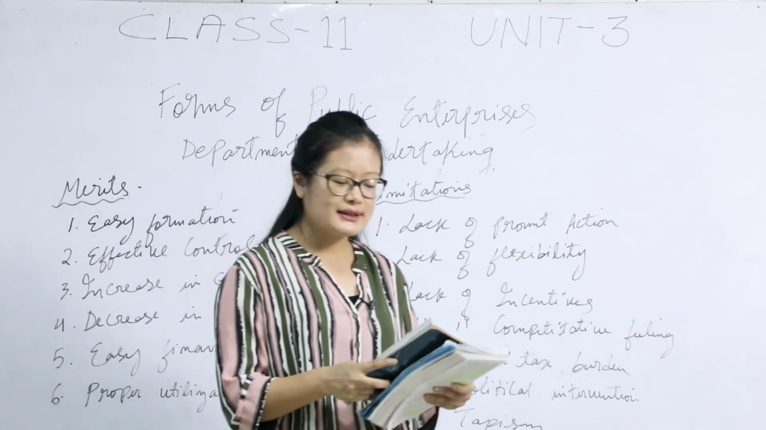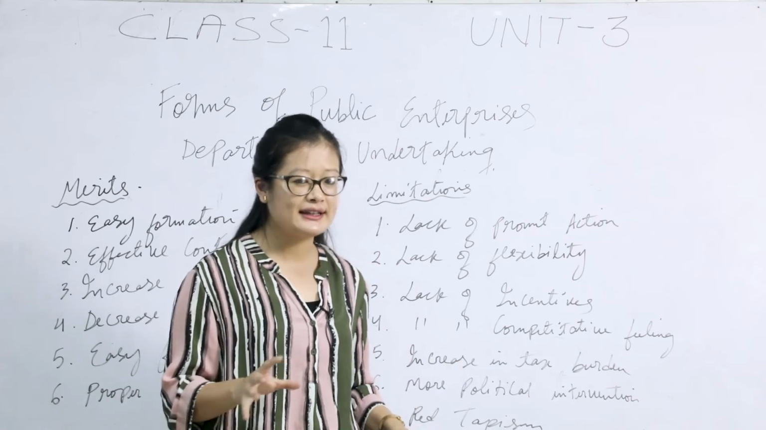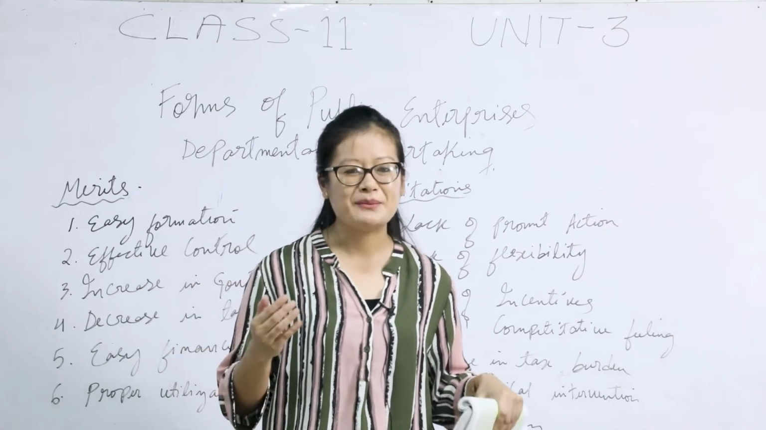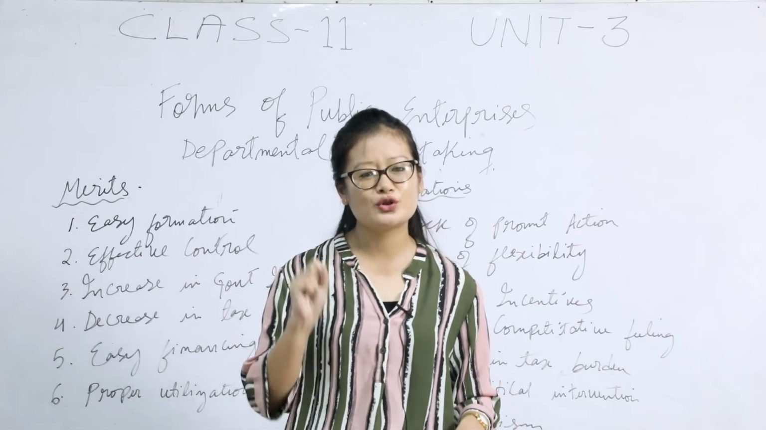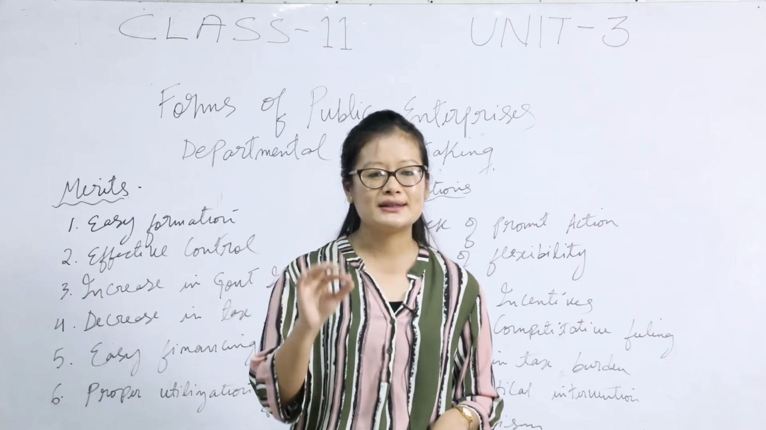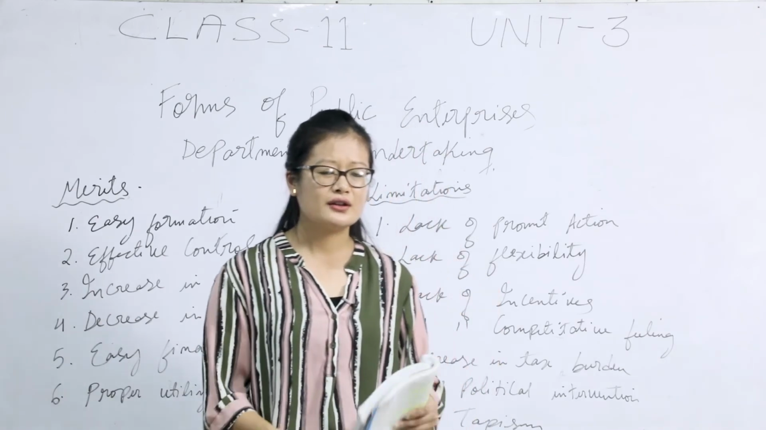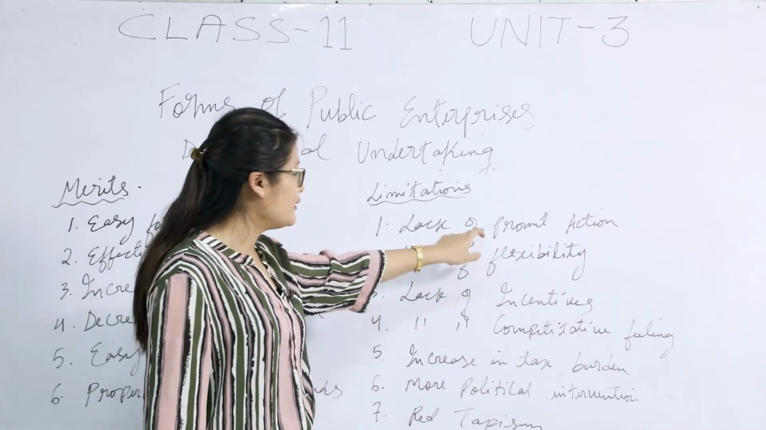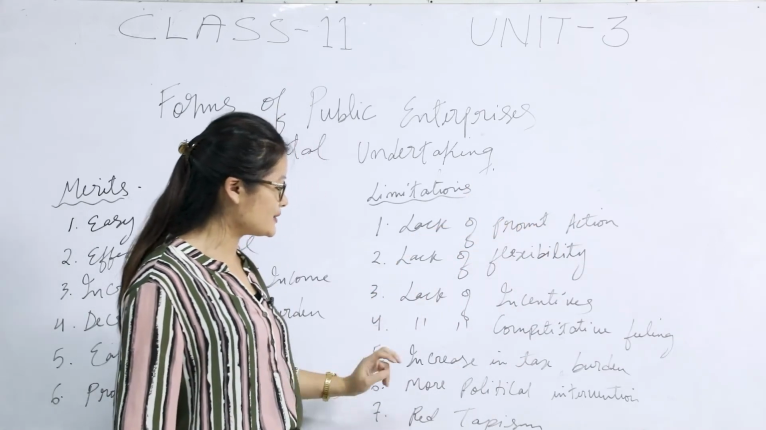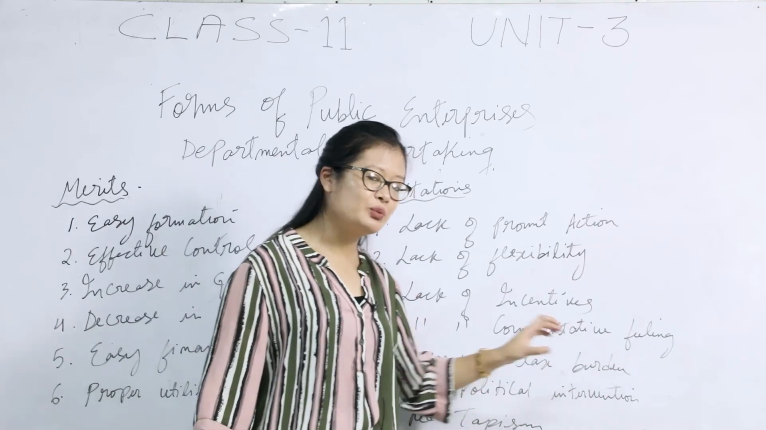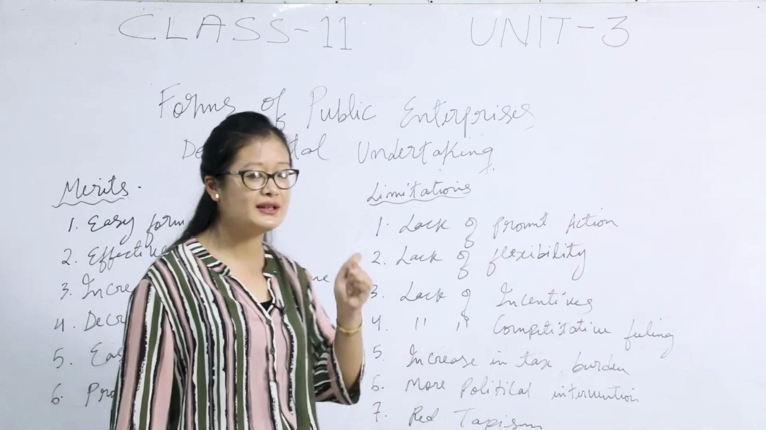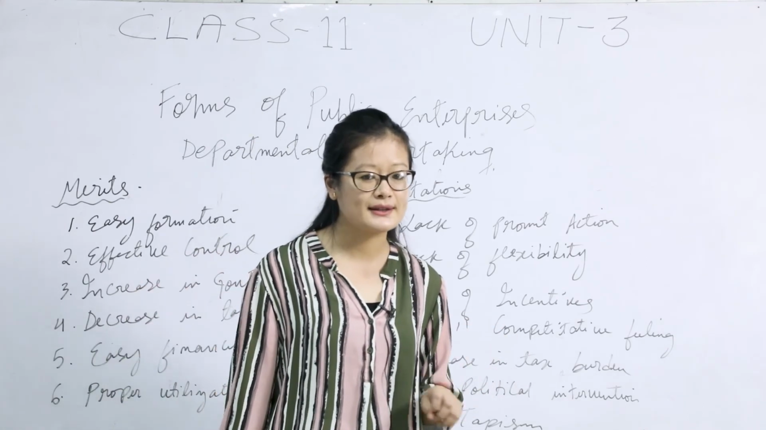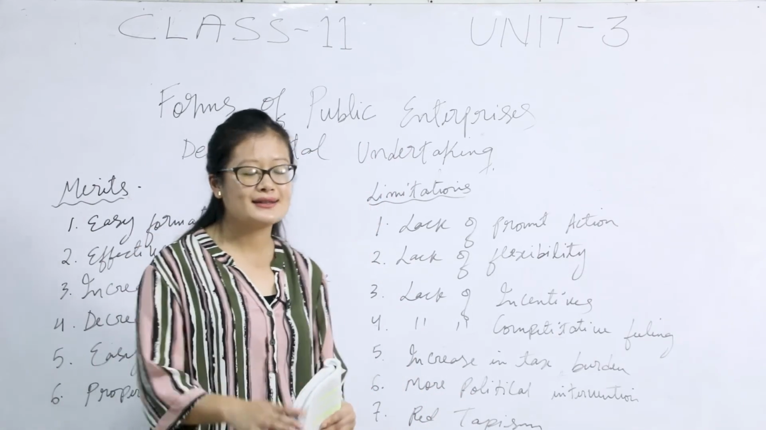Number 6, more political interference. There is definitely going to be political interference, because you already know the reason: the government takes complete control over the whole system. So whenever the government interferes, no flexibility, lack of prompt action, all these things will come in. It connects to those points, because when the government interferes, the changes they want to make are not possible.